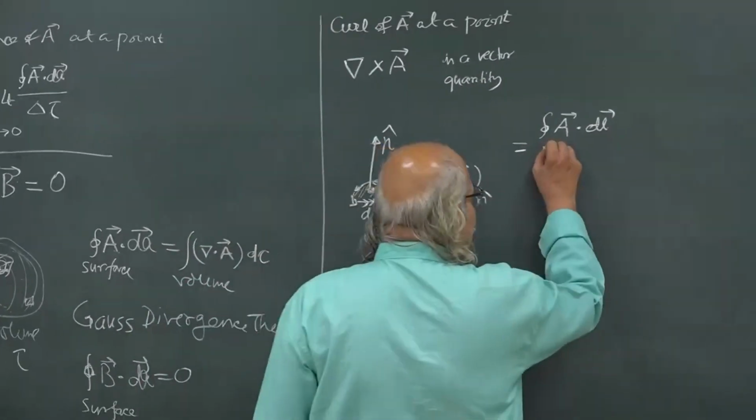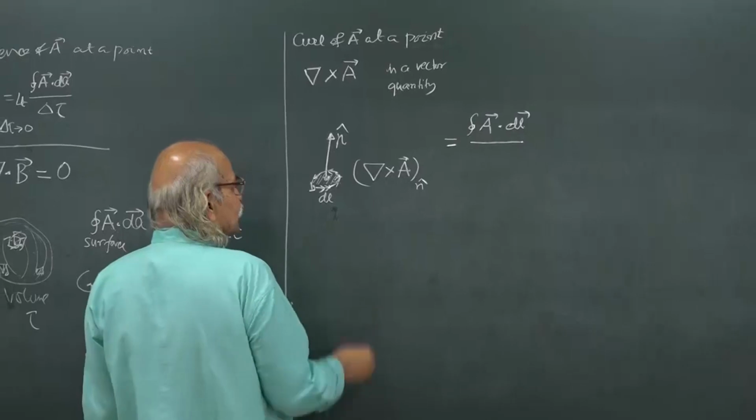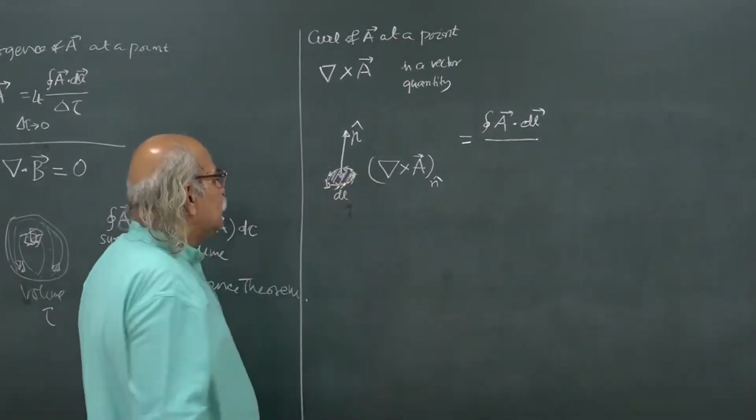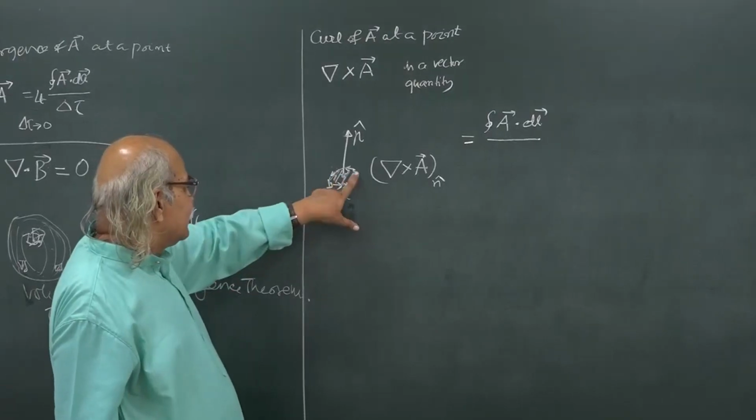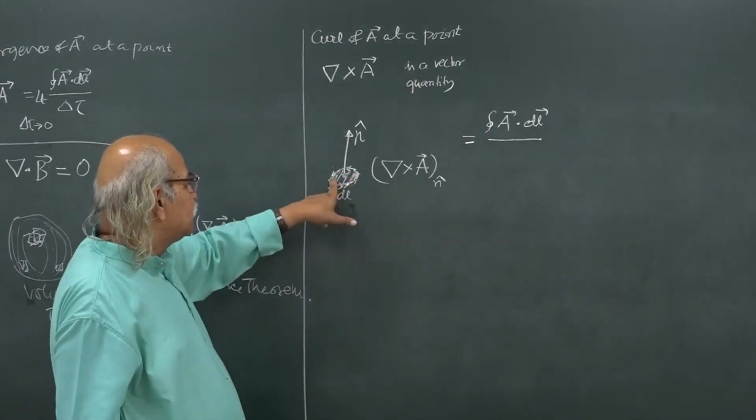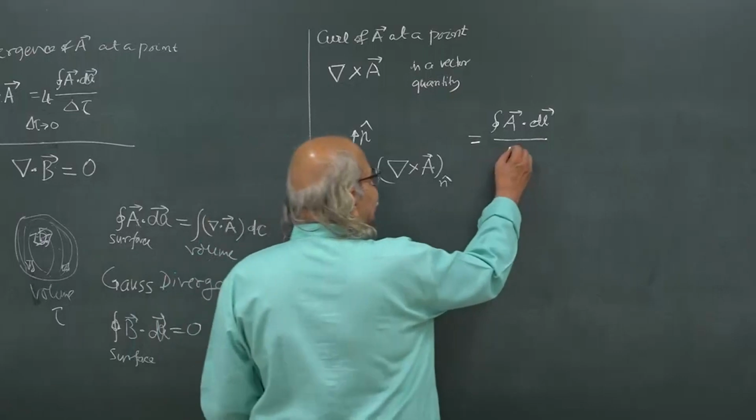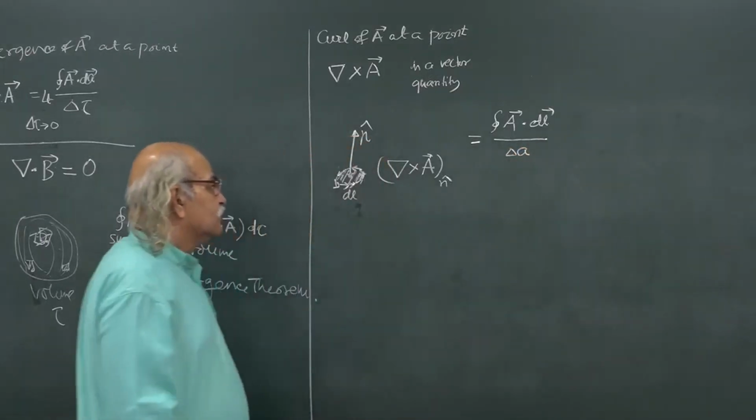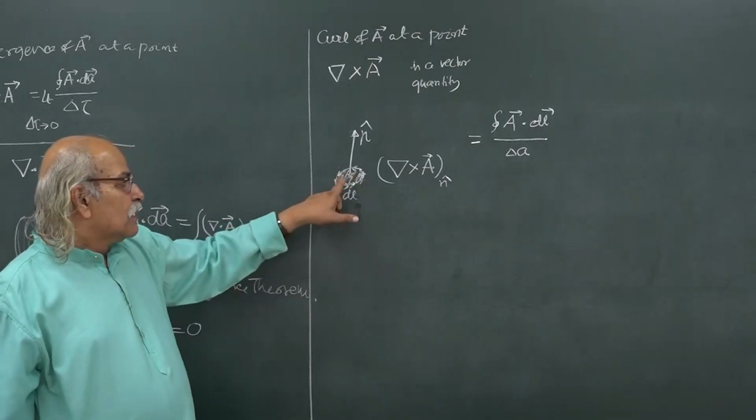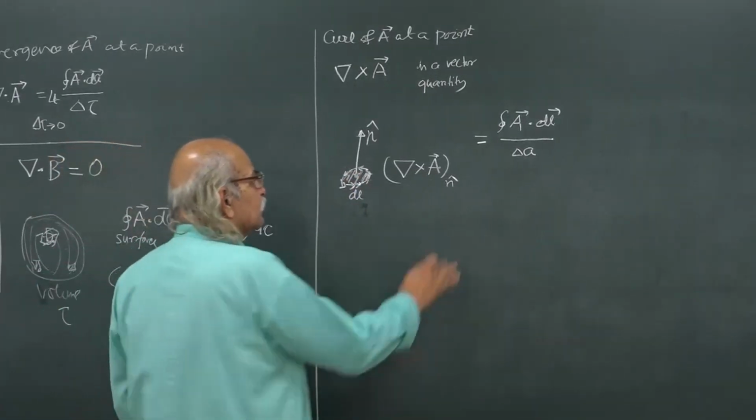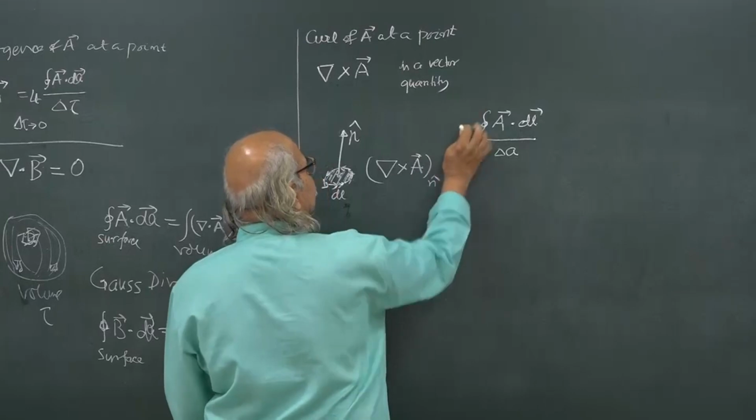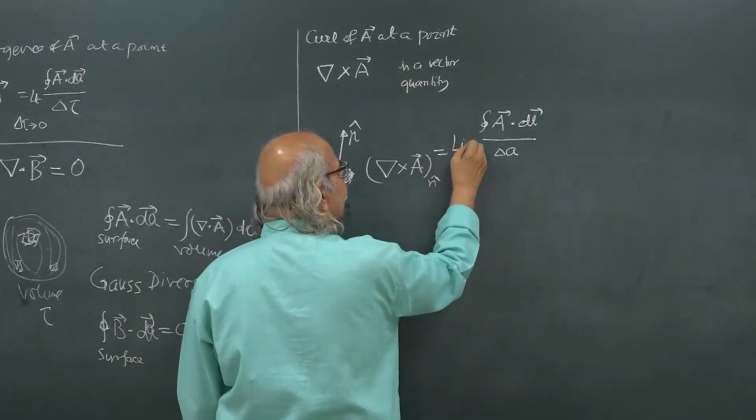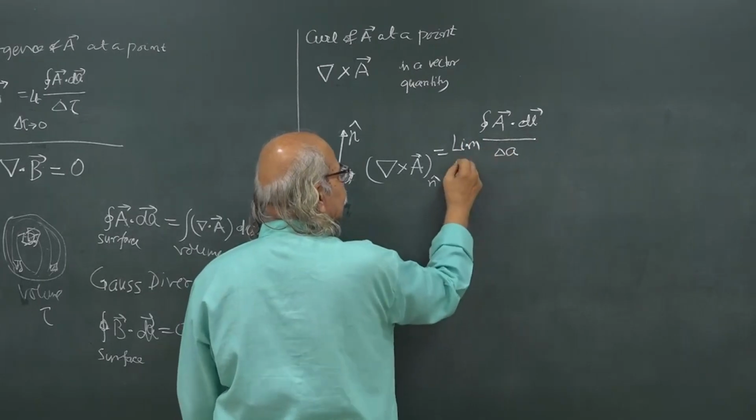And then divide by what? Divide by the area enclosed by this plane loop, this whole area. If it is a circle, pi times r square. So, delta A, the area, not the area vector, just this area. And then take the limit as this delta A goes to 0.